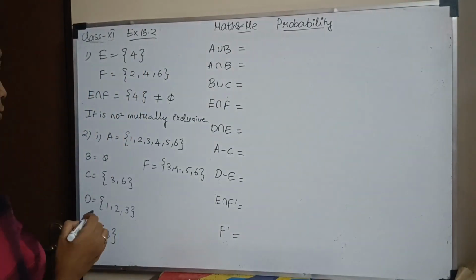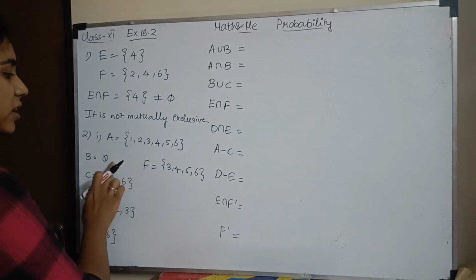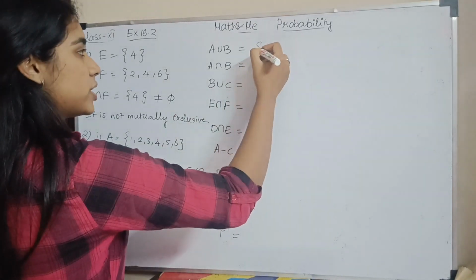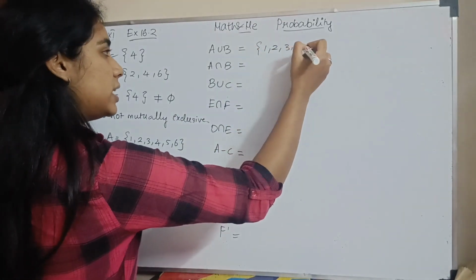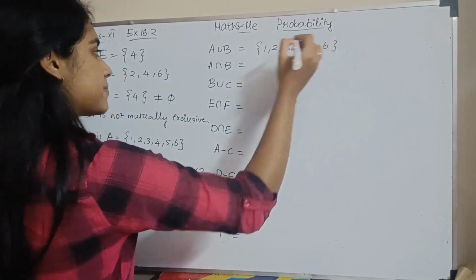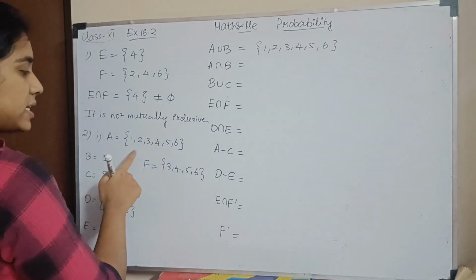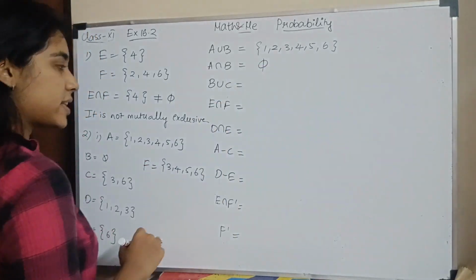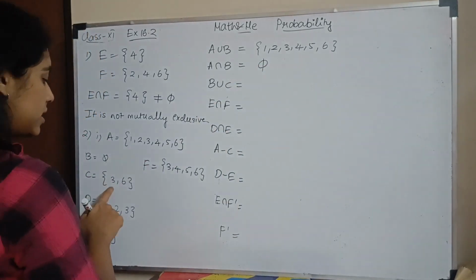Okay. So what is A union B? The elements should be in A or B, and there should be no repetition. So it is 1, 2, 3, 4, 5, 6. A intersection B is a null set. You don't have any intersection. What is B union C? 3, 6.